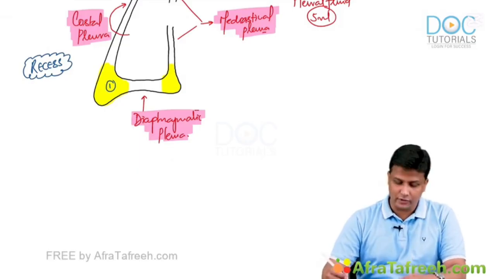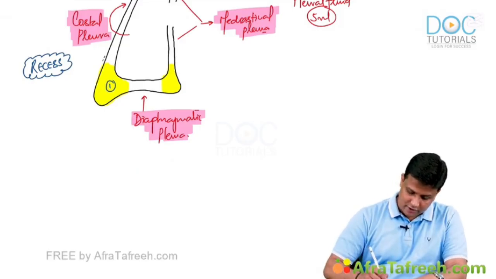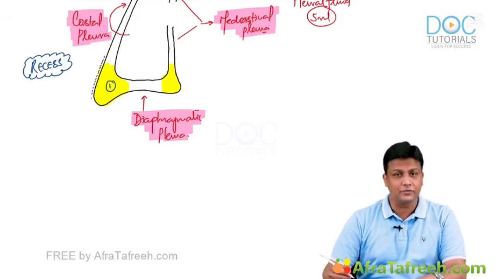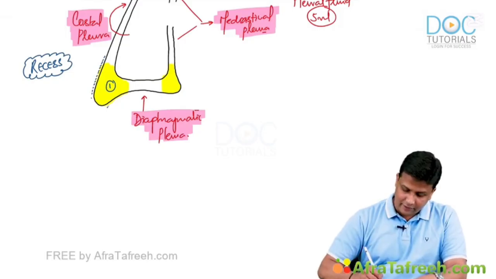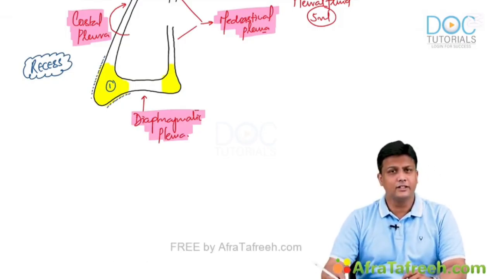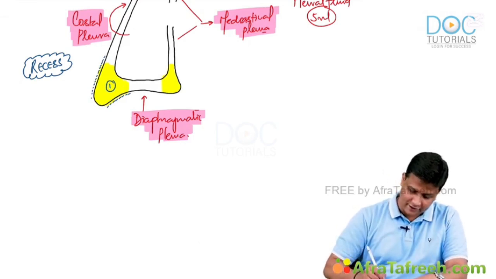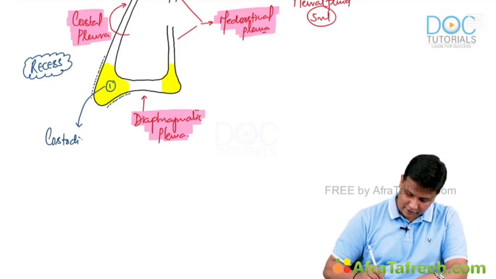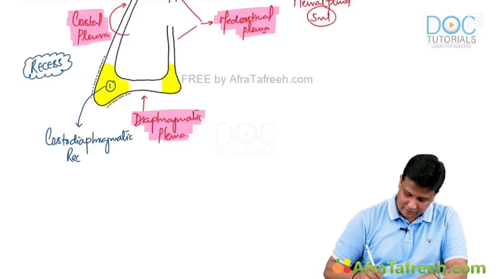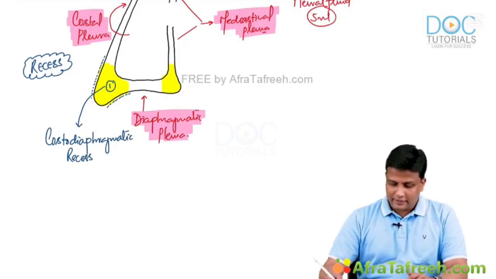That first recess over here is between the costal surface on one side, the costal pleura, and the diaphragmatic surface or diaphragmatic pleura on the other side. That's the reason why that recess is known as the costodiaphragmatic recess. Such an easy thing. So this recess here is referred to as the costodiaphragmatic recess. Perfect. And then what about this one?